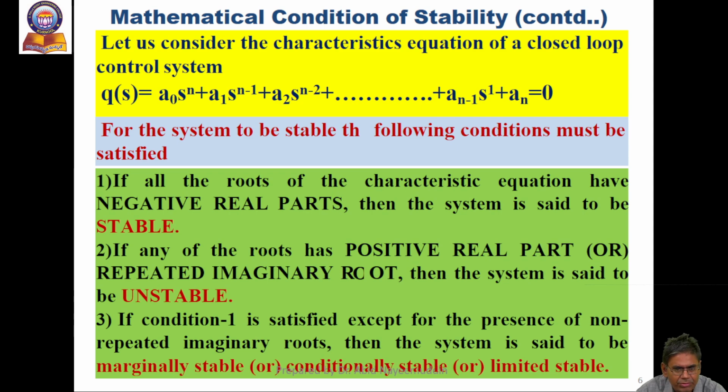The system is stable. When the roots of the characteristic equation have positive real parts, that is, when all the roots are present in the right half of the s plane, the system is unstable. When all the roots are present in the left half of the s plane and non-repeated roots are present on the j omega axis, then the system is said to be conditionally stable or marginally stable or limitedly stable. These are the definitions of stability using the characteristic equation.